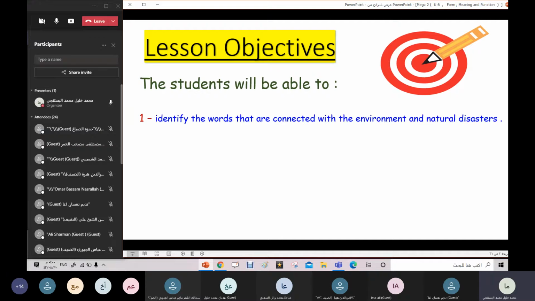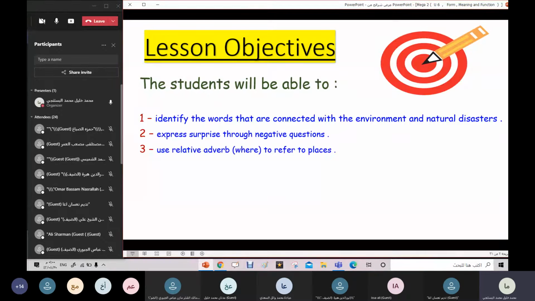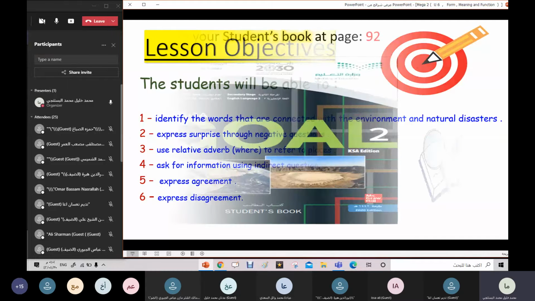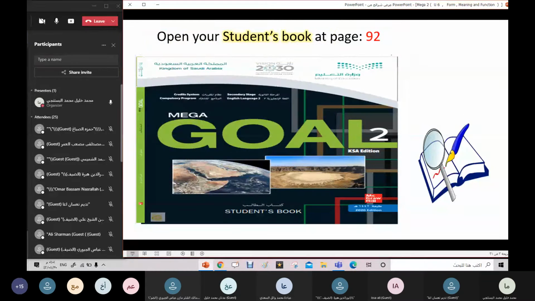To identify the words that are connected with the environment and natural disasters, express surprise through negative questions, use the relative adverb where to refer to places, ask for information using indirect questions, express agreement, and express disagreement. Okay. Look at your book on page 92.